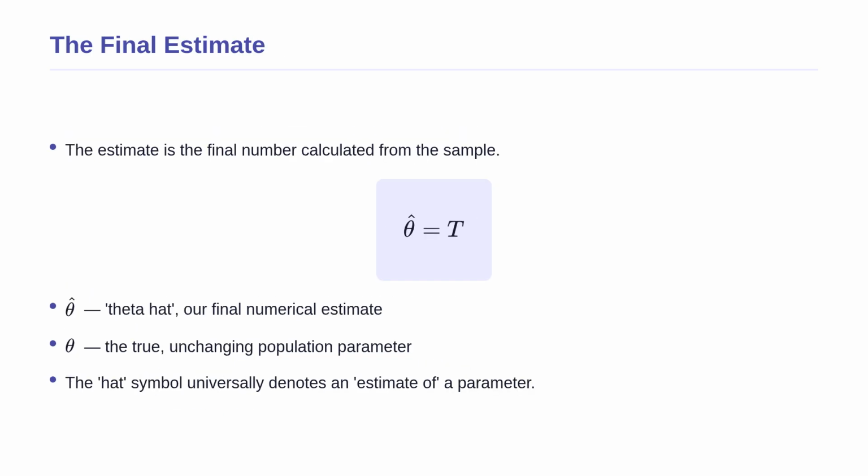Once we apply our mathematical rule to the data, we get a specific number. This brings us to our next formula. The symbol theta with a little hat on it is pronounced theta hat. In statistics, putting a hat on a Greek letter universally means an estimate of that parameter. While theta is the true hidden reality of the population, theta hat is our best mathematical guess based on our evidence. If we took a different sample, our estimate would change, but the true parameter always remains a fixed number in the background.